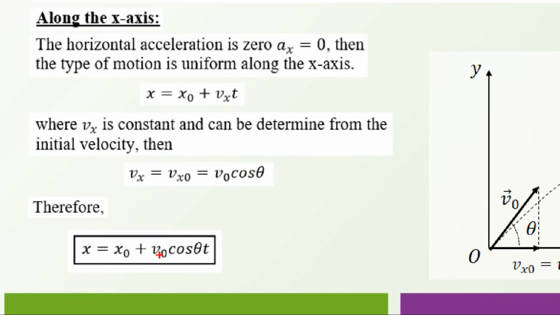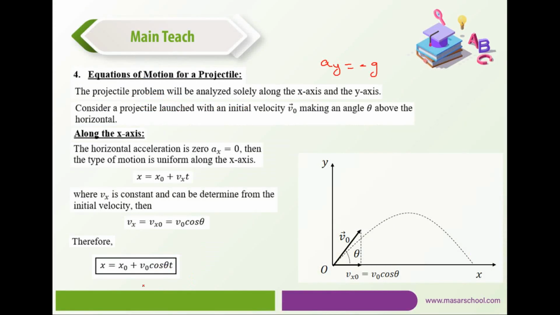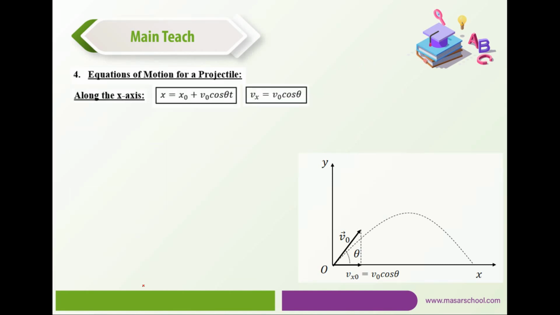So suppose we know the initial velocity and the launch angle, then this equation can be written in the form x is x0 plus V0 cosine theta t, and remember that this represents Vx. So x is x0 plus V0 cosine theta t. So along the x-axis we have two equations that we can play with: the position related to time, and Vx is V0 cosine theta.